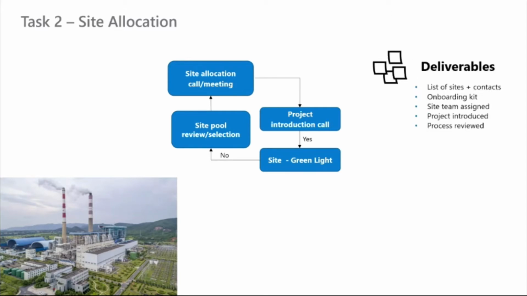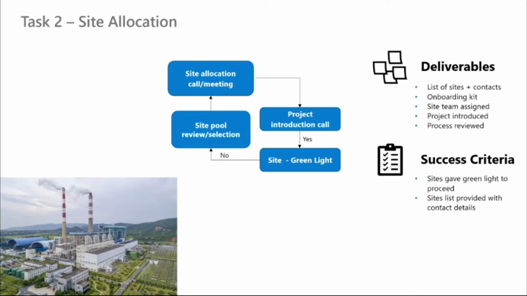So if I had to look at what are the deliverables and what are the success criteria, I would emphasize that a key deliverable is a list of the sites and the contacts in each of the sites, and we need to make sure that those contacts are reachable and are aware that they are a part of this project. We need to create an onboarding kit, how we onboard the site onto this project. We need to have an assigned site team, and we need to introduce this project to the site. The success criteria is quite exemplified as shown here. That the site is committed, we have a green light, and we can go along with it.